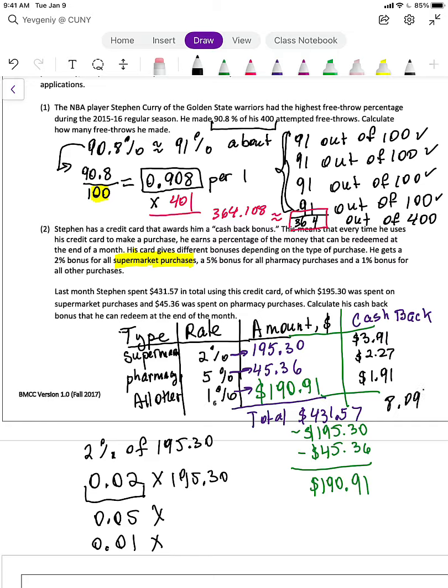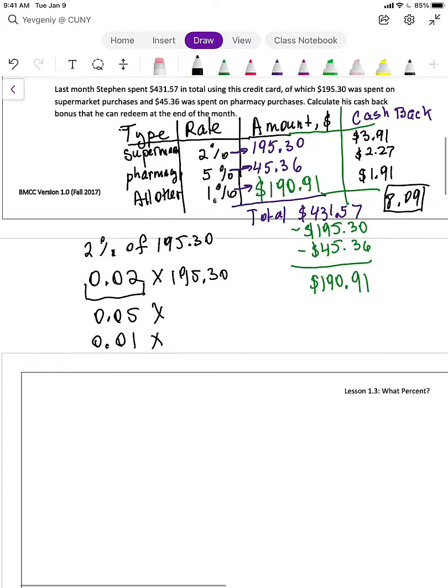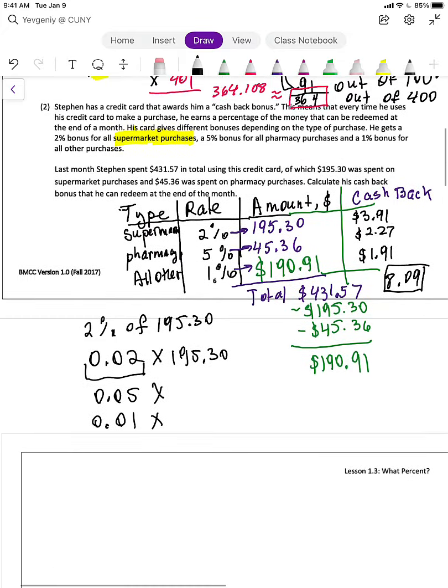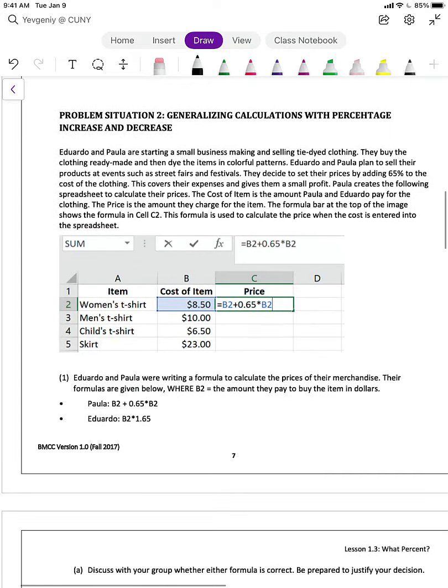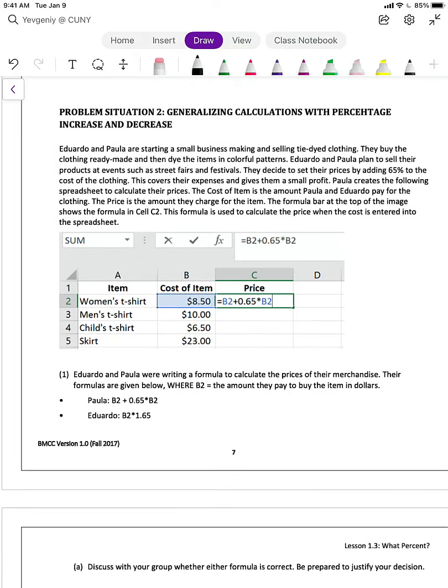Final answer. Okay, so here's another application of where you can see percentages used in practice. All right, that's it. Let's go to the next question. All right, so for that, I'm going to use Excel.